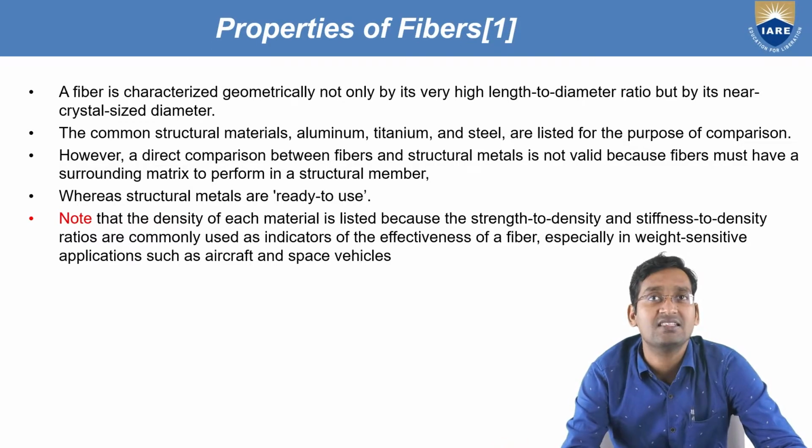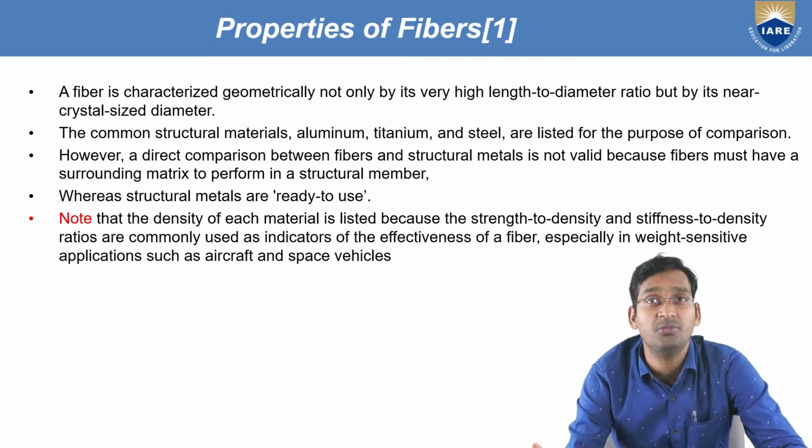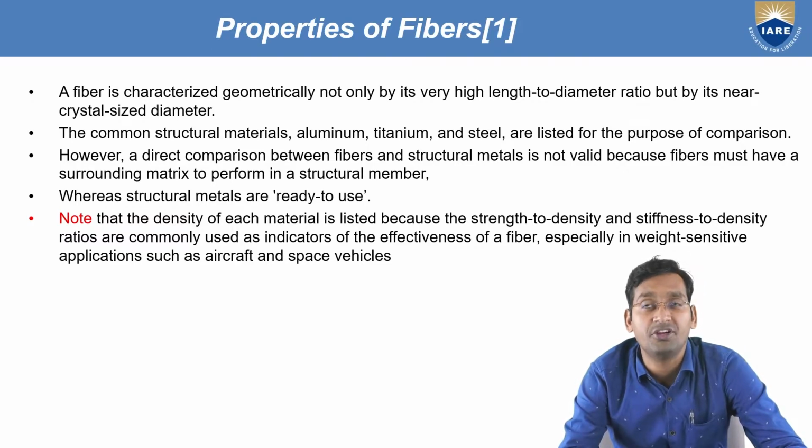Structural metals like iron and copper are ready to use directly, but fibers we cannot use directly. Fiber we can use along with the matrix only. Note that the density of each material is listed because the strength to density and stiffness to density ratios are commonly used as indicators of the effectiveness of a fiber. Means this material has a density, then how much strength is there, and the stiffness to density ratio. So these are the properties which show the effectiveness of the fiber.